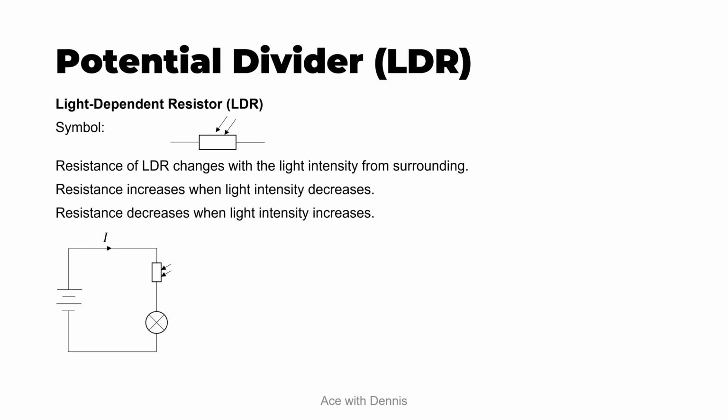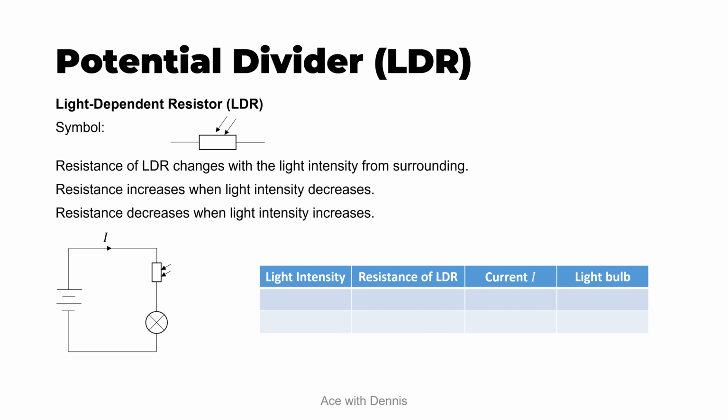Right, so here is a potential divider with the LDR placed at the first resistor, and this table will illustrate how it works. So if the light intensity around it is low, the resistance of LDR is high, and the current is low. Hence, the light bulb dims or turns off. If the light intensity is high, the resistance of LDR is low, and the current is high. Hence, the light bulb shines or turns on.